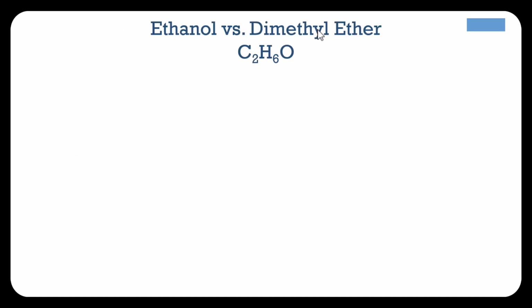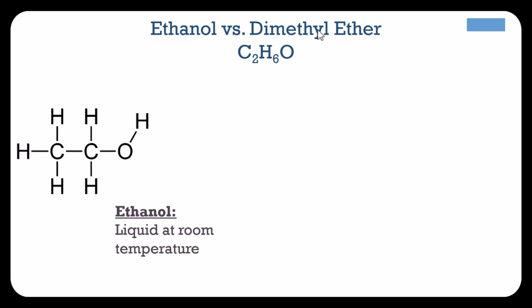So let me propose the following question. I'm going to depict two chemicals on the screen. One of them is going to be ethanol. One of them is going to be dimethyl ether. Both of these molecules have the same number of atoms, 2 carbons, 6 hydrogens, 1 oxygen, which means both of them are going to have the same mass. But what's going to be different is how all of those atoms are connected together.